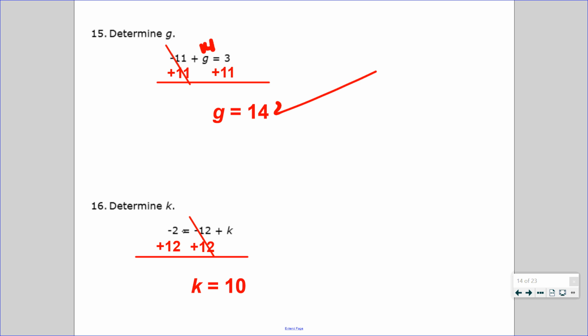Negative 2 equals negative 12 plus K. Here's K, I need to isolate K. What is the inverse of negative 12? Positive 12. So I do it on both sides. Just cancel out. 12 positive, 2 negative is 10. K equals 10. To check your work, 12 negative plus 10 positive is negative 2. So I did do it correctly. And that is what you need to know to be successful on Test 4-2 academic.